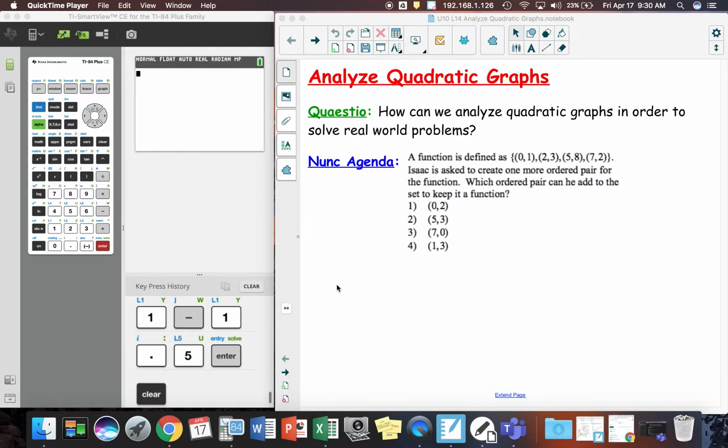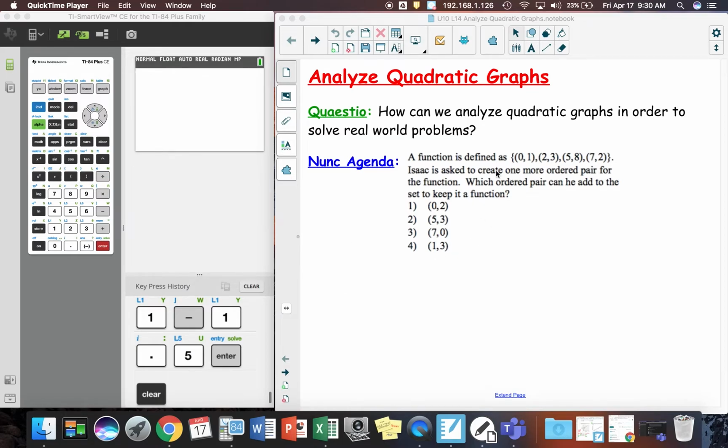Hey guys, today we're going to work on analyzing quadratic graphs. So for the do now, it says a function is defined as all of these points, and Isaac is asked to create one more ordered pair for the function. Which ordered pair can he add to the set to keep it a function?